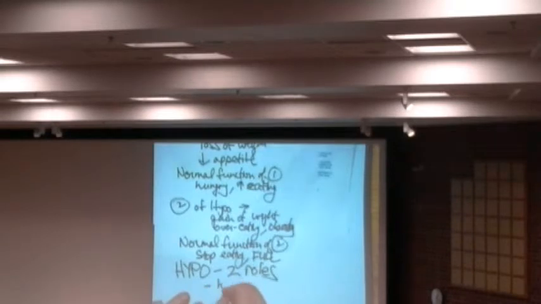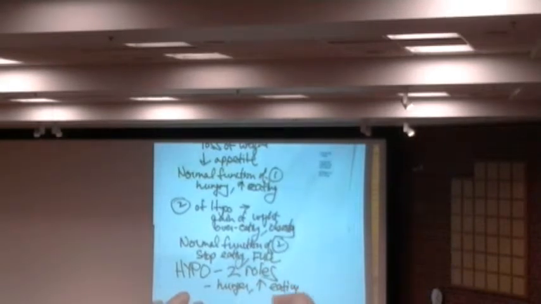One produces hunger and increased eating, overeating. One produces the feeling of being full and decreased eating. Two opposite functions of two parts of the brain.